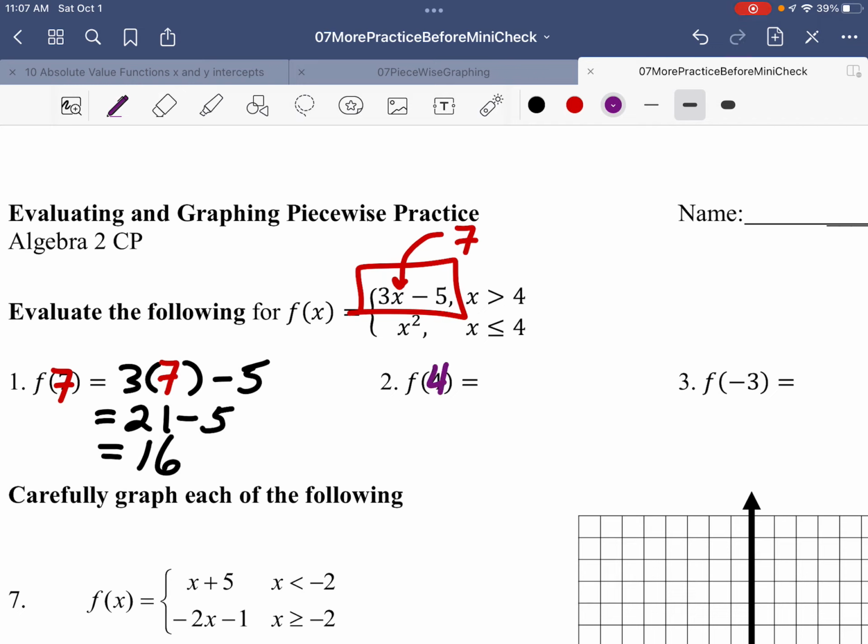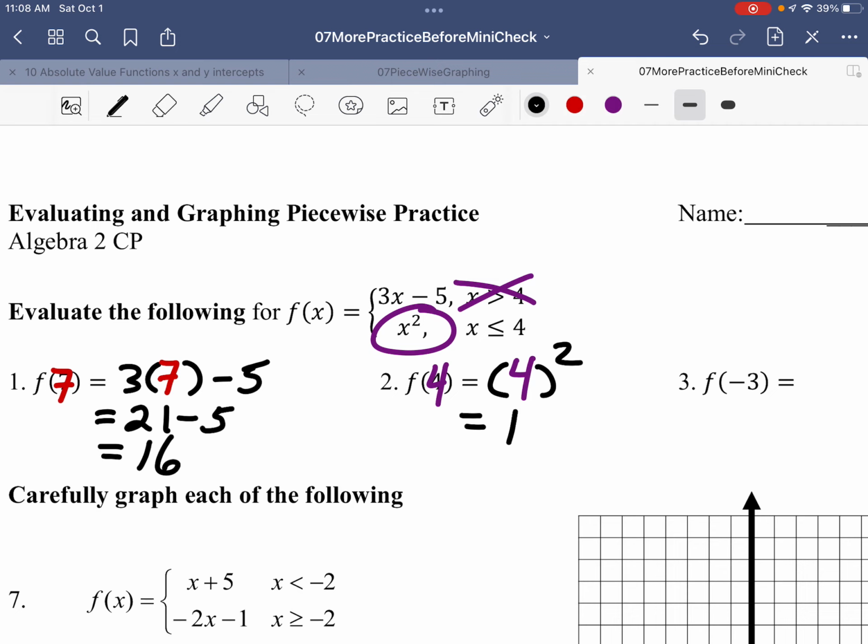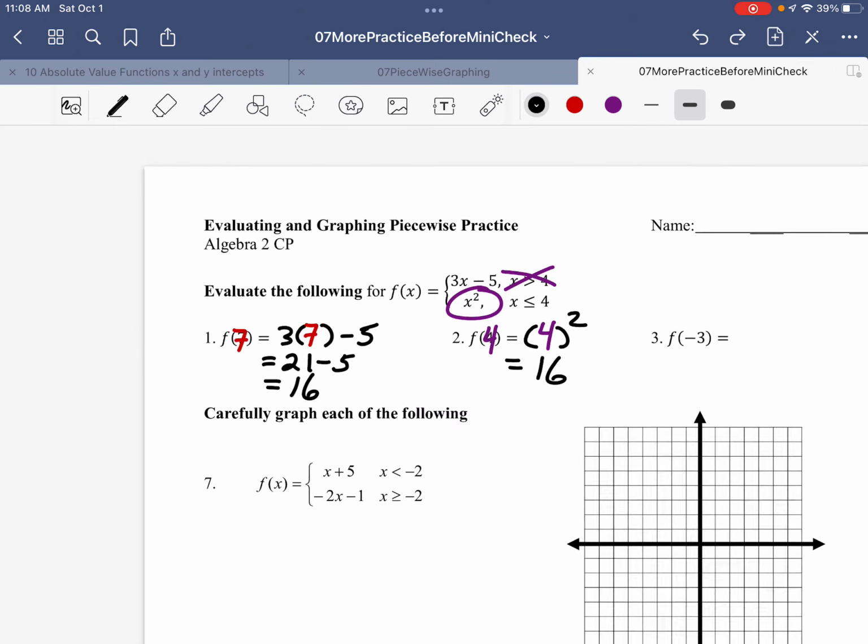How about one more? If you plug in 4. Well, the first question is, what type of number is 4? Is 4 a number that's greater than 4? I don't think so. Is 4 a number that's less than or equal to 4? Well, it sure is. So that means I'm going to plug in to the x squared piece. And of course, the only thing that you're really going to do is square the number 4. That's pretty straightforward. That's just going to give you 16. Now, you might notice that you got the same answer for both of these. That's no big deal. It just means that they both produce the same y value.